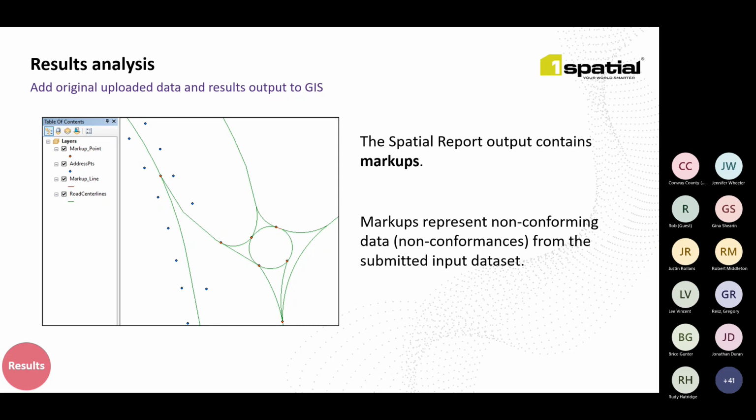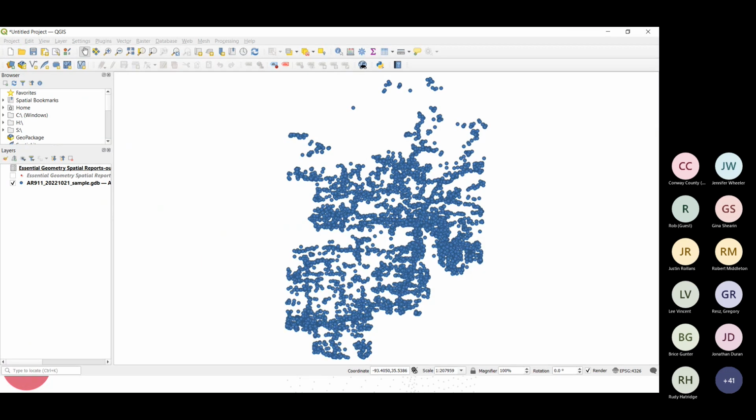I keep saying markups. What do I mean by markups? Those are essentially just little flags representing our non-conforming data. A markup isn't going to have all the same attributable information that our original data has. So we recommend adding your original uploaded data and the results output to your GIS. That way, if you want to find that information, you can click an identify feature, for example, and identify that feature and information about that feature with its overlaying markup point. Let's check on QGIS. There we go. So here I have a spatial report.